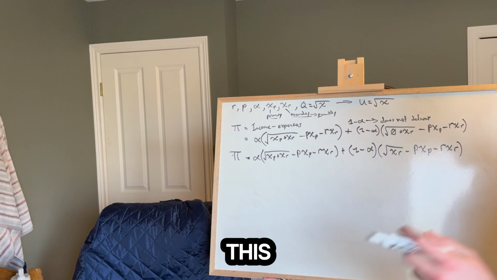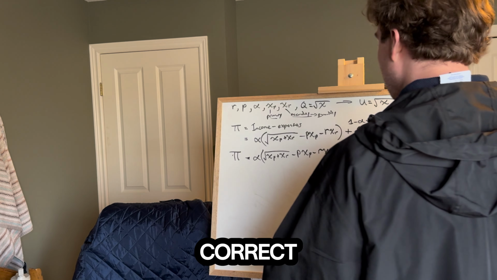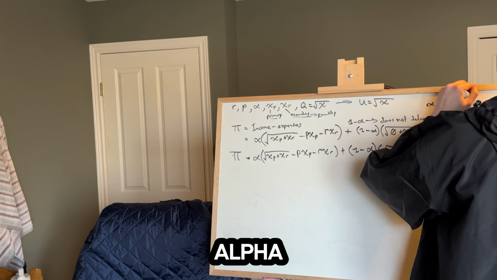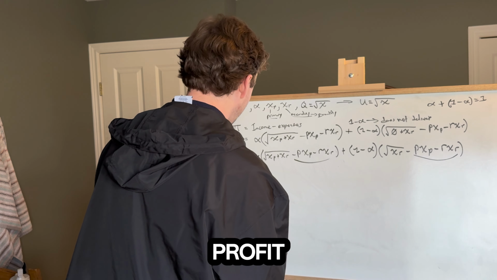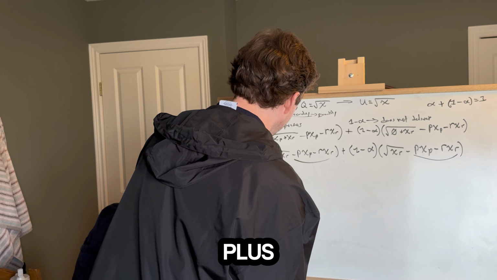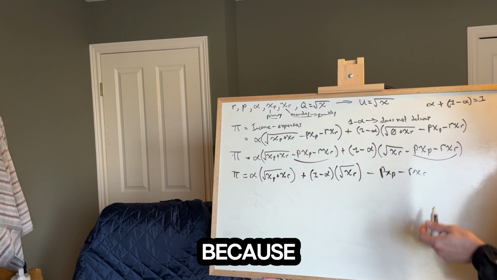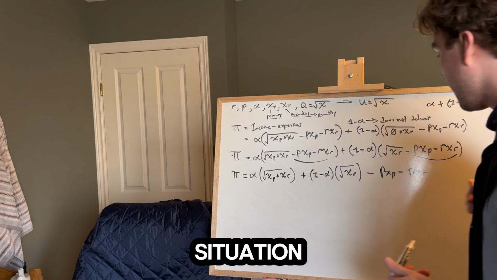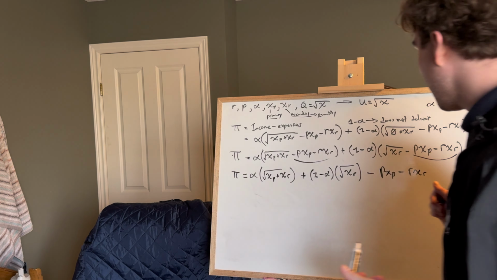Okay, so this is important to note. This is correct, however, it can be more correct. Alpha plus 1 less alpha is always equal to 1, because either this happens or this happens. So, because this is happening on both sides, you can actually just do profit equals alpha, square root of XP plus XR, plus 1 less alpha, square root of XR, less PXP less RXR. Because this happens in every single situation, it is just one of each. And these situations are unique to their probabilities. These are not. So that's why you're able to take them out.